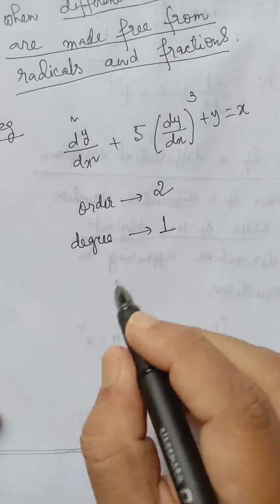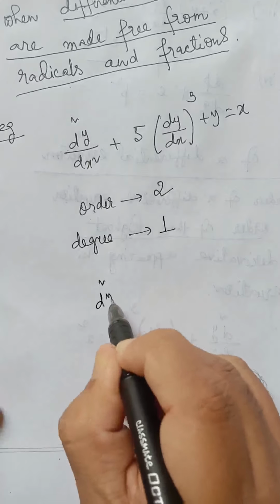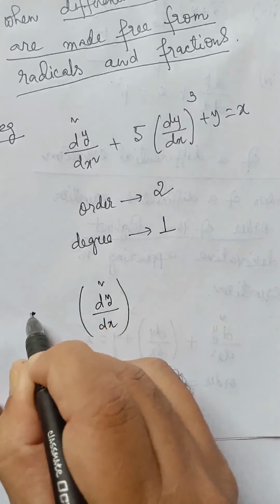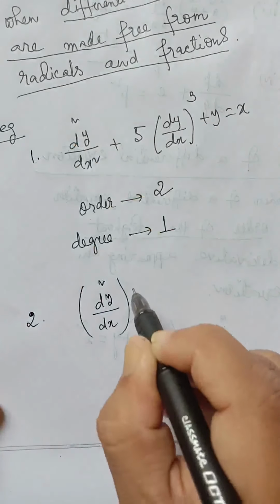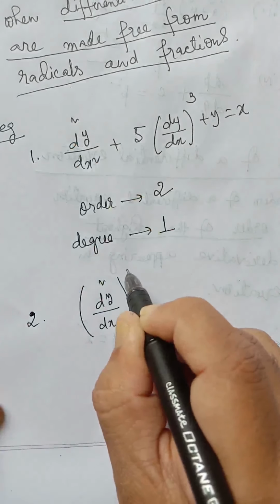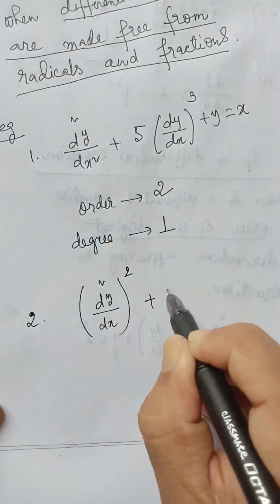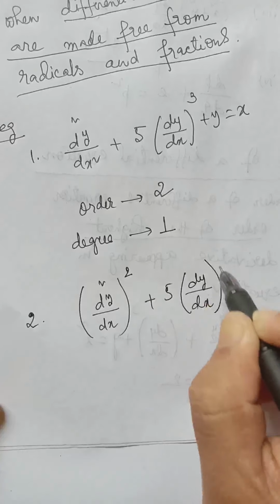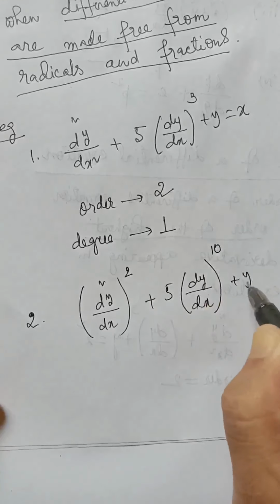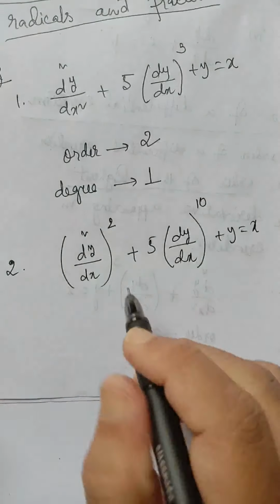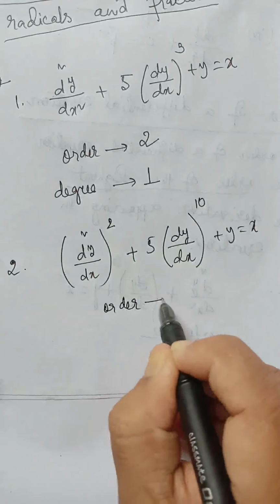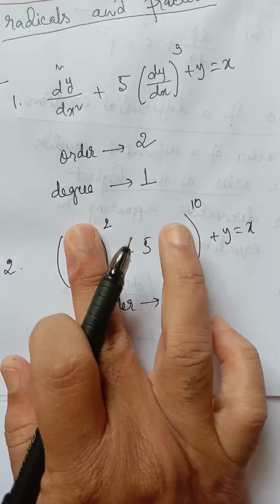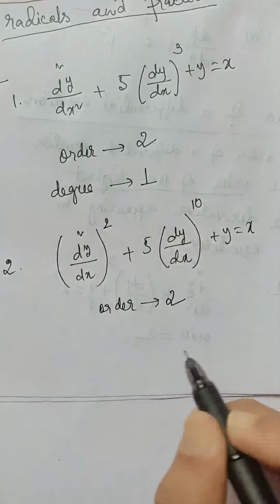I'm writing one more. Example number 2: d2y by dx square to the power 2 plus 5 into dy by dx to the power 10 plus y equal to x. What is the order of the differential equation? Order means the highest order derivative. This is the first order derivative, this is the second order derivative, so the order of the differential equation is 2.